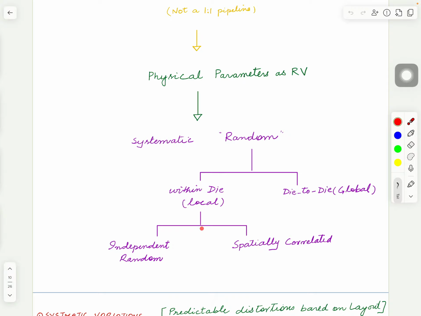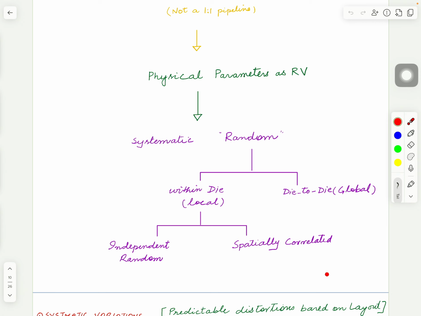Within die, we have two components. Keep in mind, this is the random, non-systematic part. One is where we have some sort of correlation, some sort of neighborhood. If they are very close to each other, that means they will experience similar variation. But there is also a component which is completely random. Okay, and that is this one. And that is the topic of SSTA.